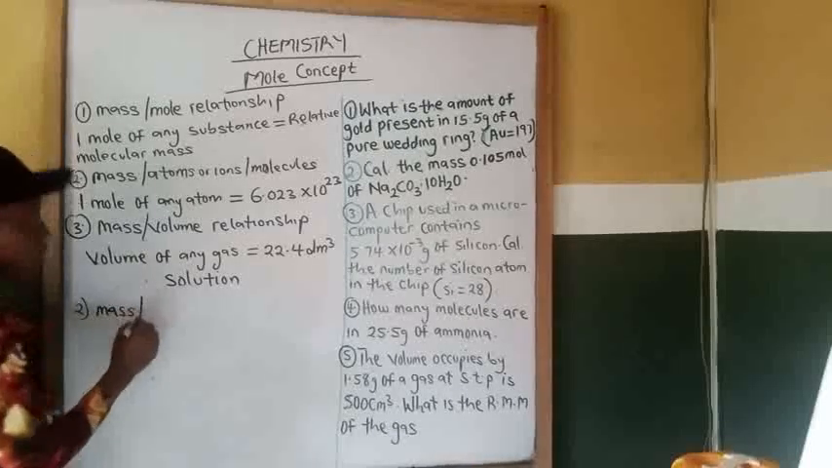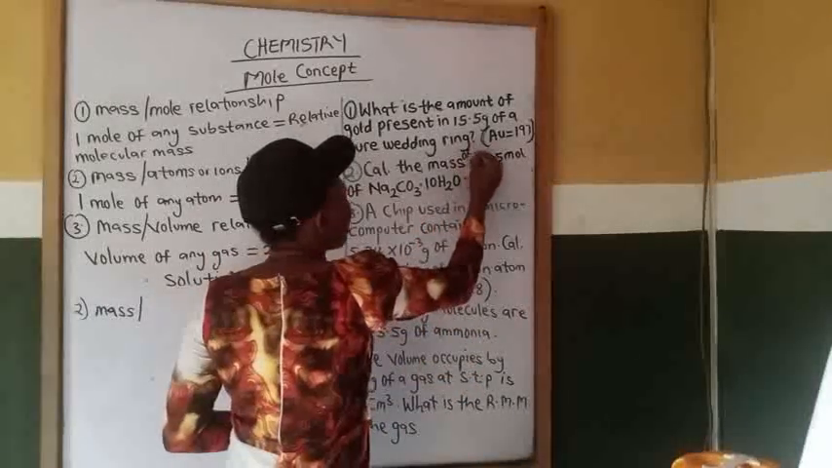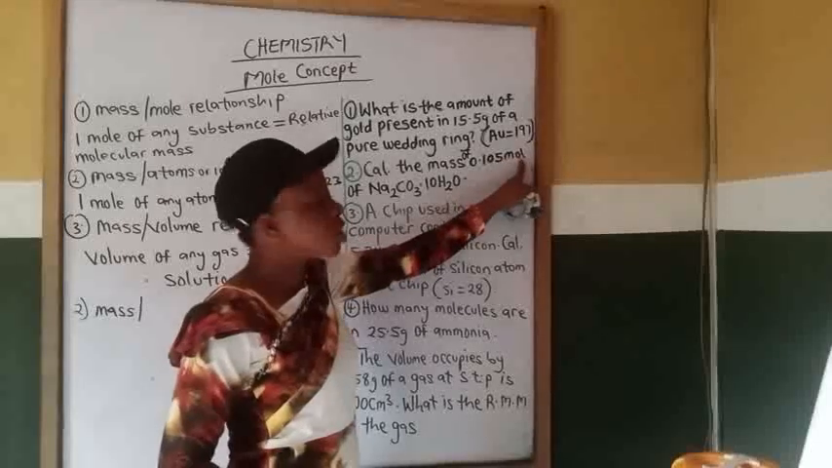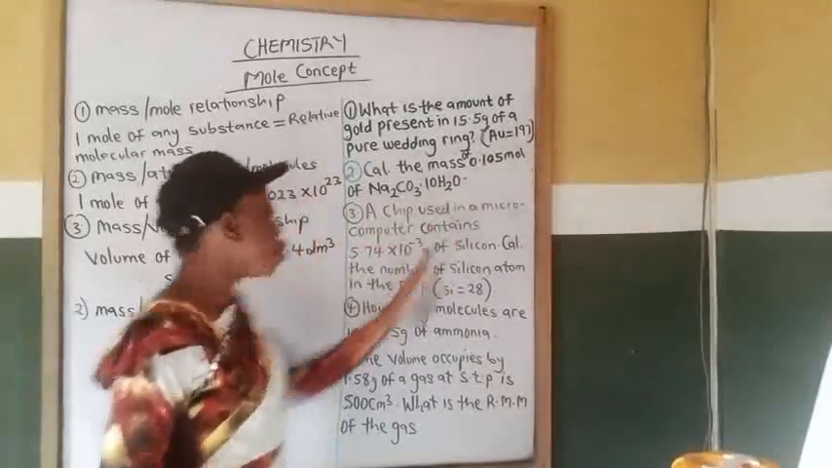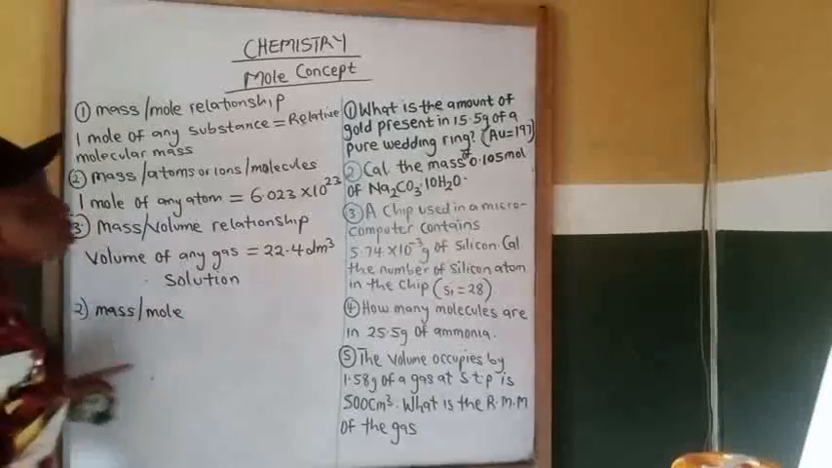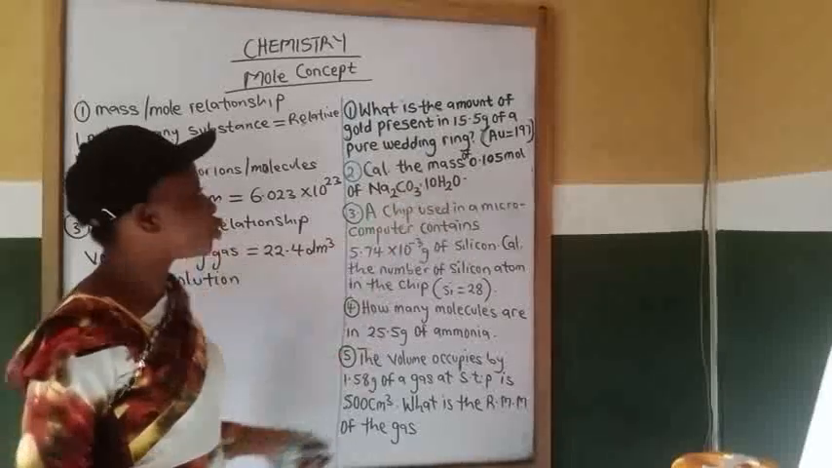Calculate the mass of, is 0.15 mole. So which means that we need the number of mole. Another thing is what? Is mole of Na2CO3.10H2O.